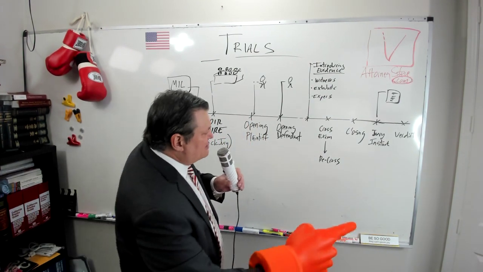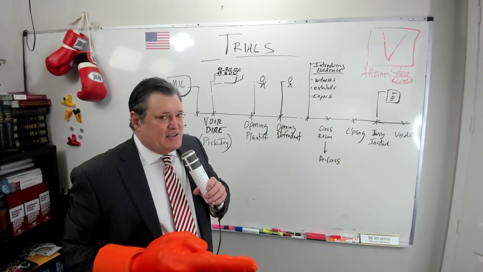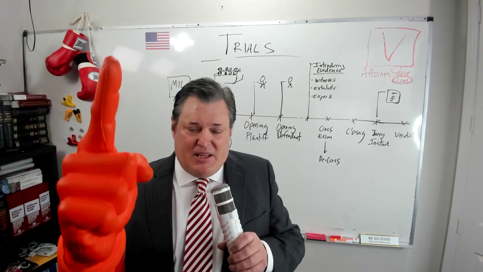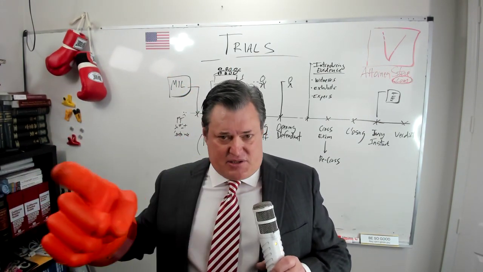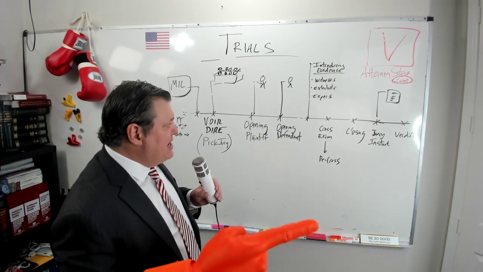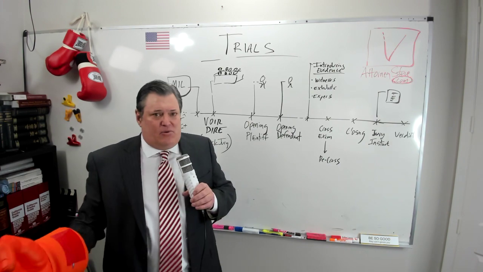So the jury is going to go back in. They're going to get the jury instructions from the judge. The judge is going to read the law to them. This is the law, this is what you're looking for. Then the jury is going to go back and deliberate. They're going to sit around.